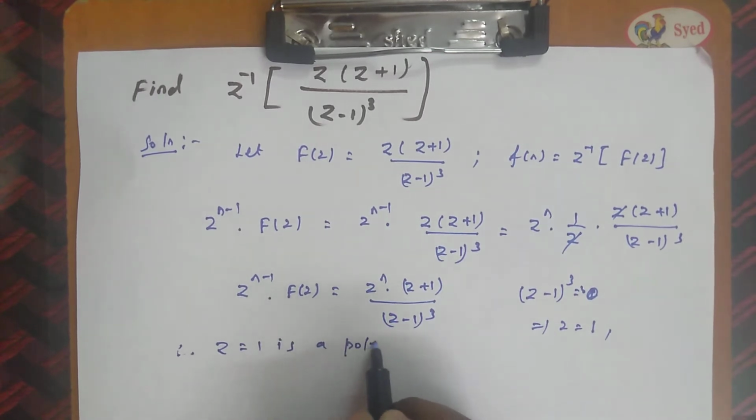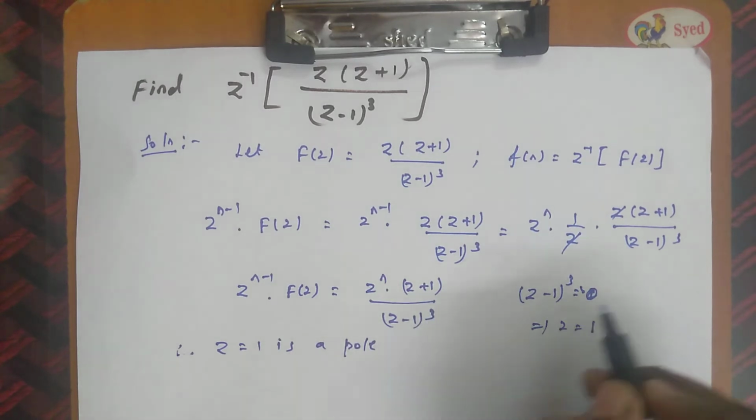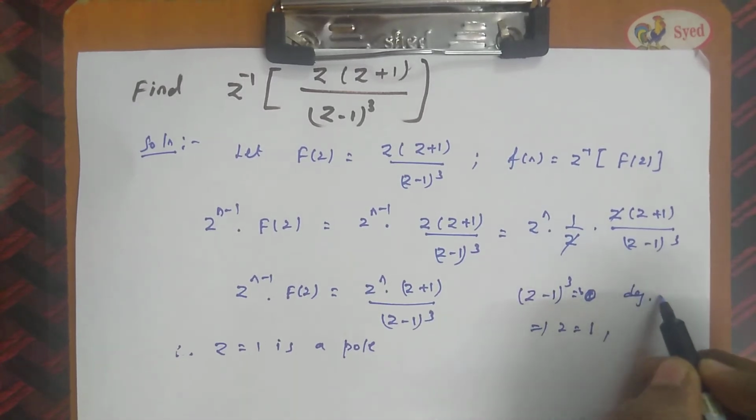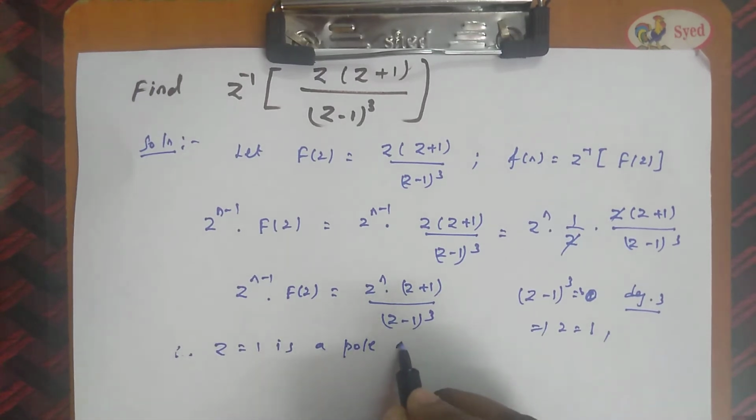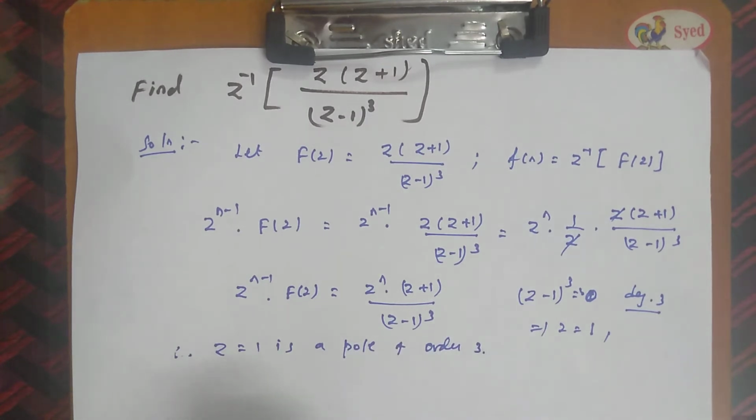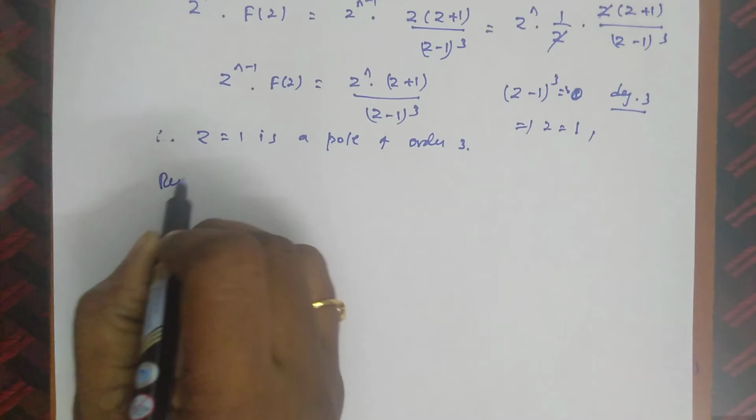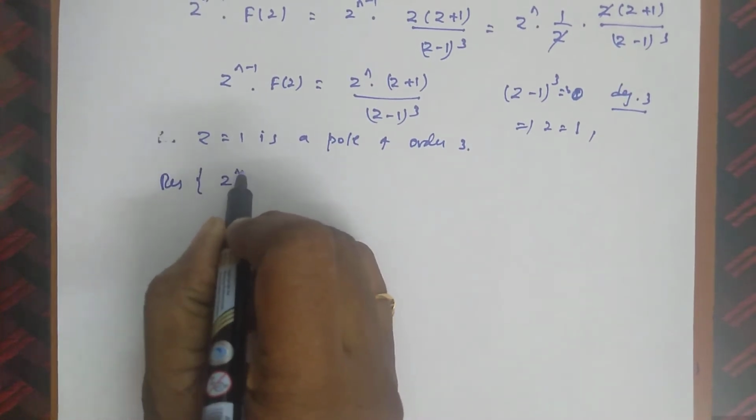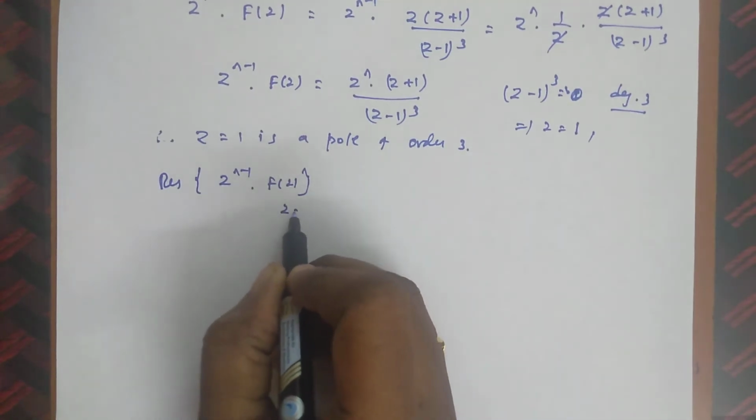Now what is the degree of this Z minus 1? Z minus 1, the power is 3. That means degree is 3. That means Z equal to 1 is a pole of order 3. So for finding at this point we have to find out the residue. Now we are going to find out the residue at this pole. So residue of Z power n minus 1 into f of Z at the point Z equal to 1.